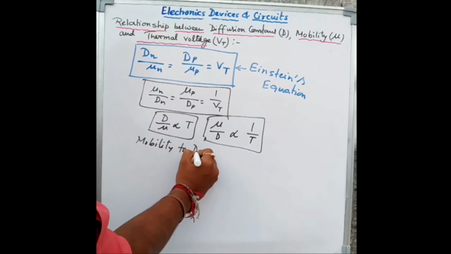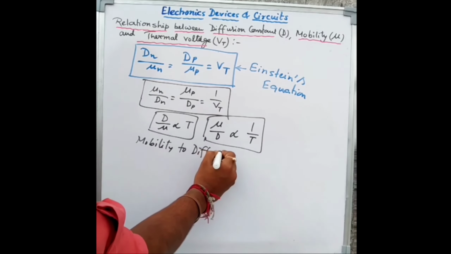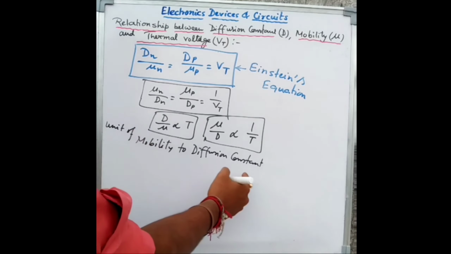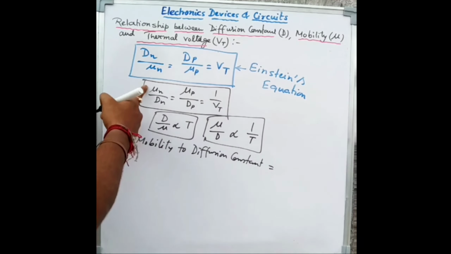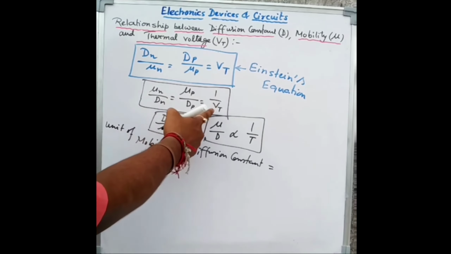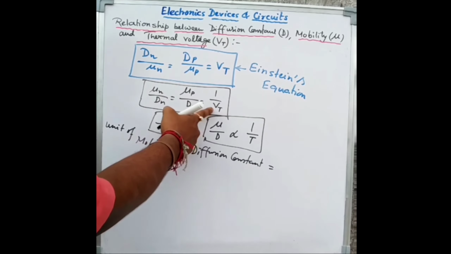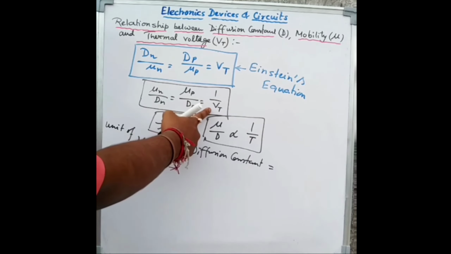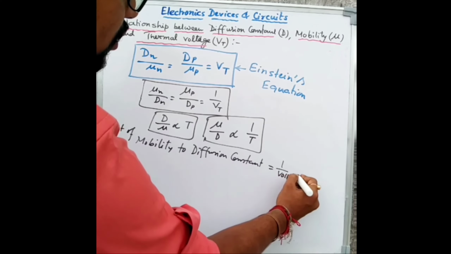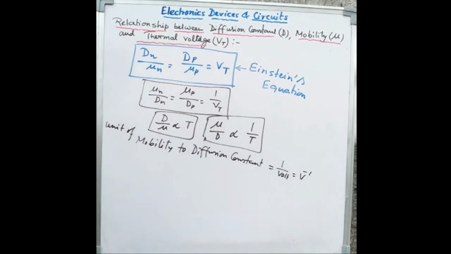This is nothing but the ratio of mobility to diffusion constant. The unit of mobility to diffusion constant means mobility divided by diffusion constant, that means 1 by Vt, that means 1 by voltage. Vt means thermal voltage and the unit is volt. So I can say the unit is 1 by volt, or V inverse. This is the unit of mobility to diffusion constant.